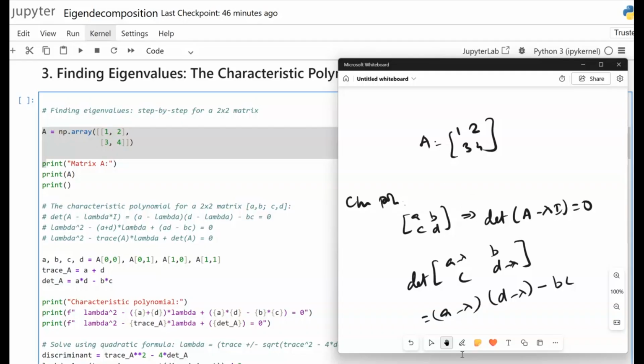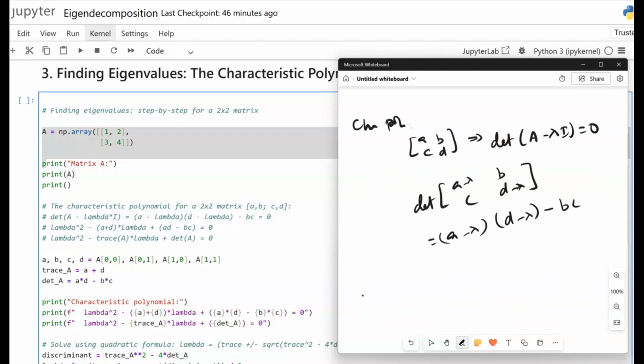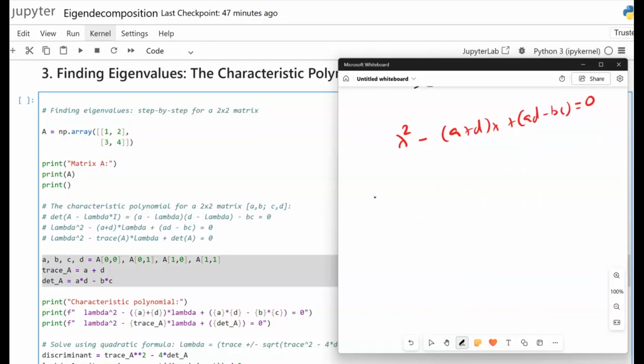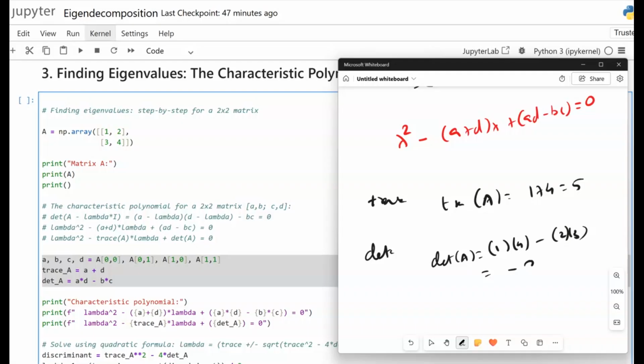And with this expanding, kindly just observe, dear friends, on simplifying this, we just get lambda squared minus (A plus D) lambda plus (AD minus BC), which is equal to 0. From this we get the trace, that is the sum of eigenvalues. So here it is trace of A, which is equal to 1 plus 4, which is 5. And the determinant, the product of eigenvalues. So here determinant of A is equal to 1 multiplied by 4 minus 2 multiplied by 3, which is equal to minus 2.